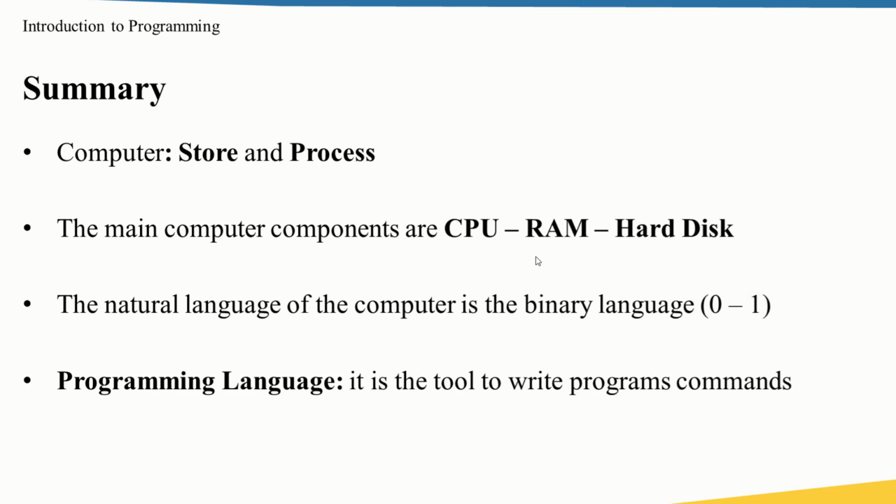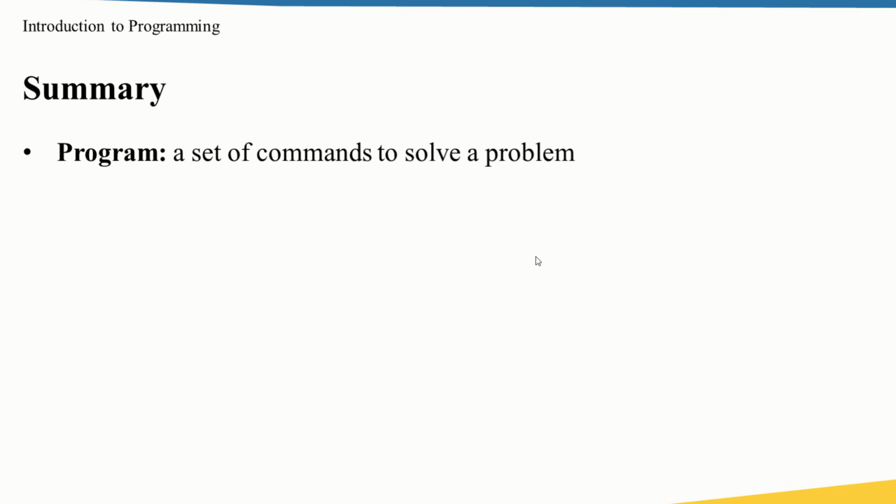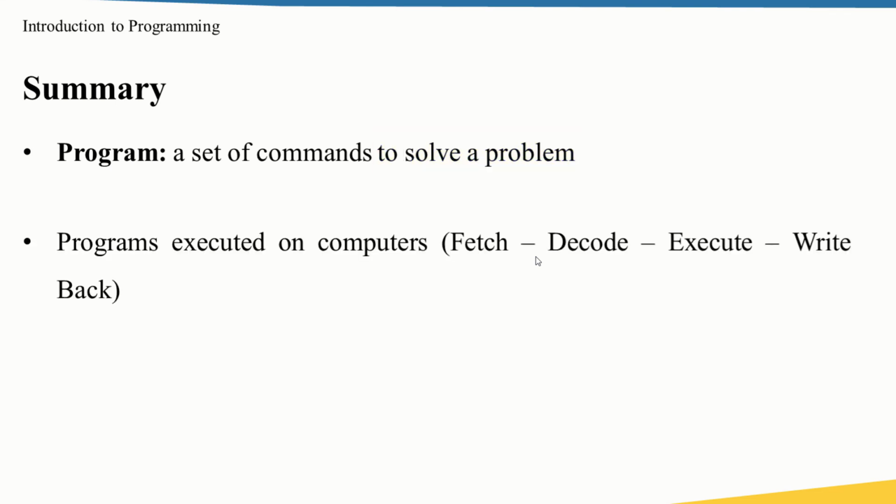To make communication between humans and computers easy, people developed programming languages, and we saw that a programming language is a tool to write programs, commands. Then we defined what a program is: just a set of commands to solve a problem. Keep in mind that we write programs to solve problems. After that, we saw how computers execute programs, and we talked about the instruction execution cycle, which includes fetch, decode, execute, and writing the result back in the memory.